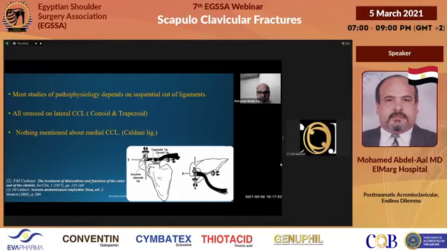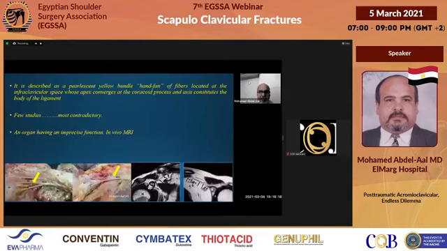This ligament, or what is called the Caldani ligament, the medial coracoclavicular ligament, was discovered and mentioned in 1802 by Professor L.M. Caldani. And then after this, nothing was mentioned about this ligament, although it has a very great importance from the biomechanical point of view. It was described as a pearlescent yellow bundle, a hand fan of fibers located at the infraclavicular space, with its apex converging towards the coracoid process and its axis constituting the body of the ligament.